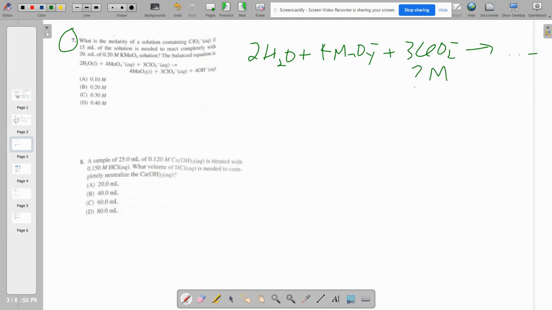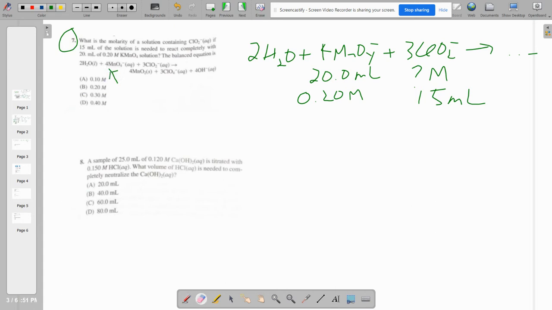So I'm looking for the molarity, if 15 milliliters of the solution is needed to react completely with 20 mL of 0.2 molar KMnO4. Notice I added that K. Of course, in yours there's no K there, because you probably guessed potassium is a spectator.